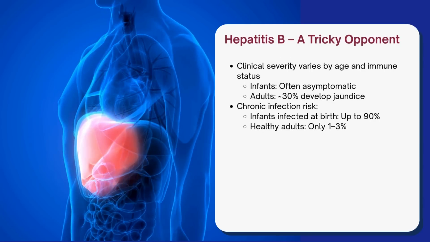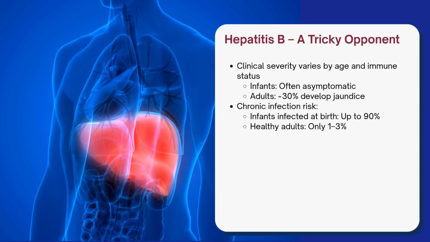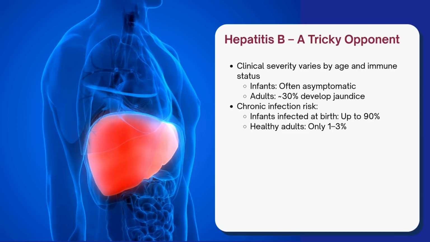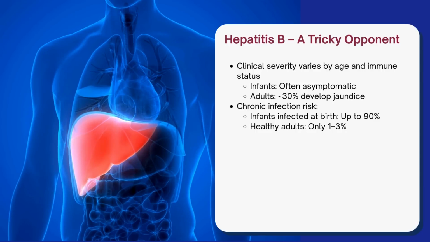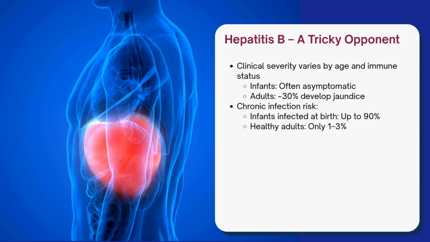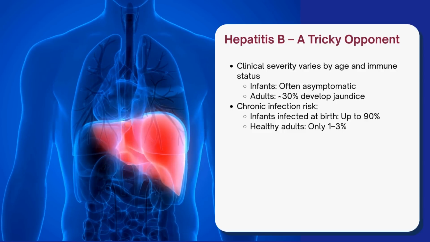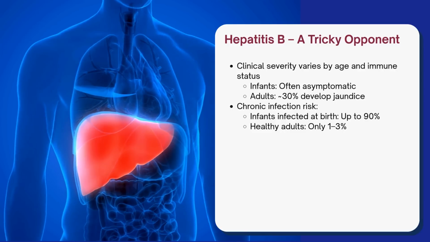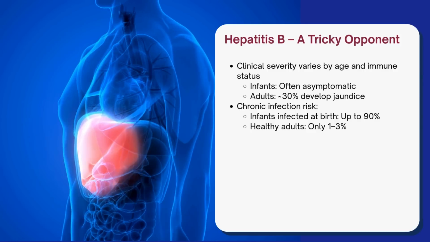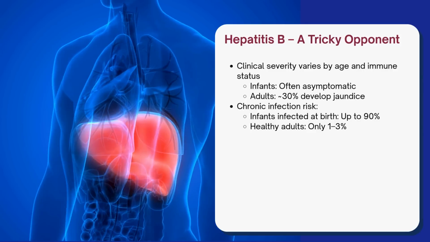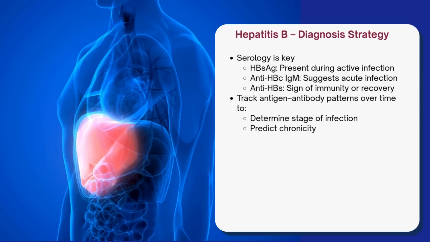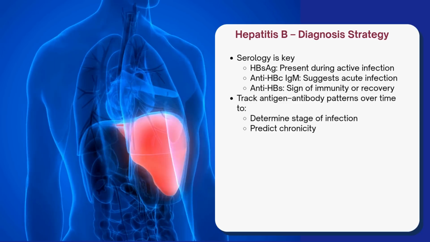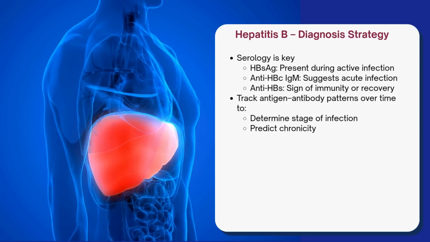Next up, hepatitis B. This one's tricky because the outcome really depends on the patient's age and immune status. In young kids, it's often silent. In adults, about 1/3 show jaundice. But here's the critical point: the risk of chronic infection skyrockets if the person was infected as a newborn. Only 1 to 3% of healthy adults develop chronic HBV, compared to up to 90% of infants infected at birth. And again, diagnosis relies on serologic patterns. Watching how antigen and antibody levels shift over time helps determine the stage of disease and its chronic potential.